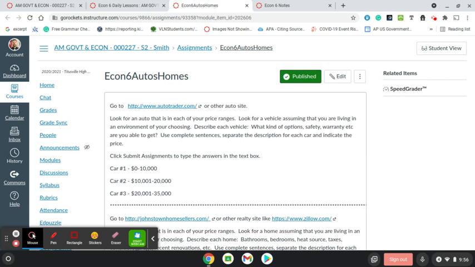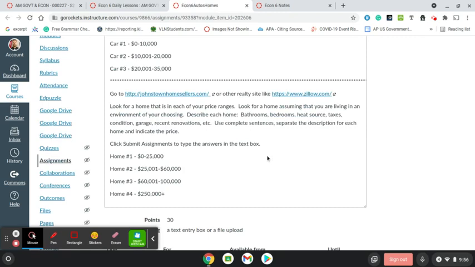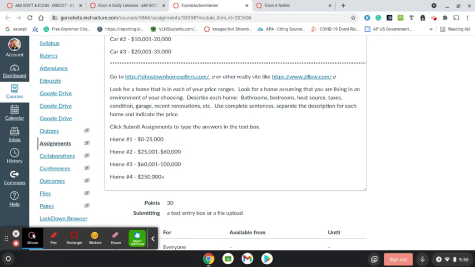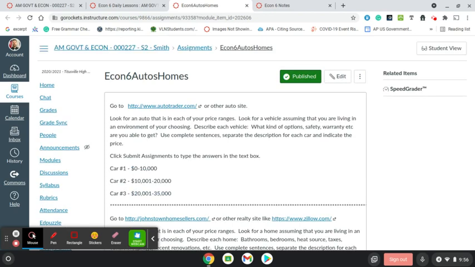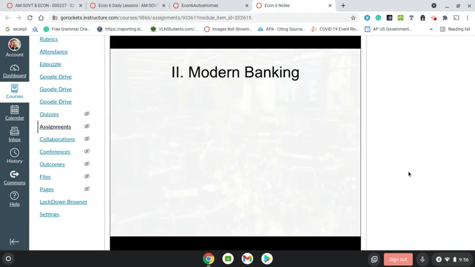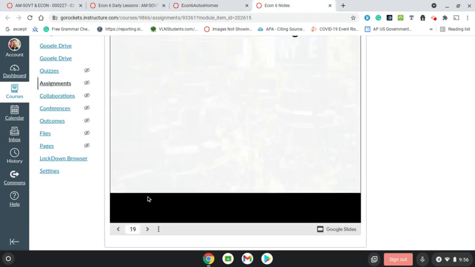You're looking for 3 cars within each of those price ranges and then describe them in the text box once you click Start Assignment. And then you're finding 4 homes and doing the same, describing them in the text box. In the notes today, we'll cover modern banking.